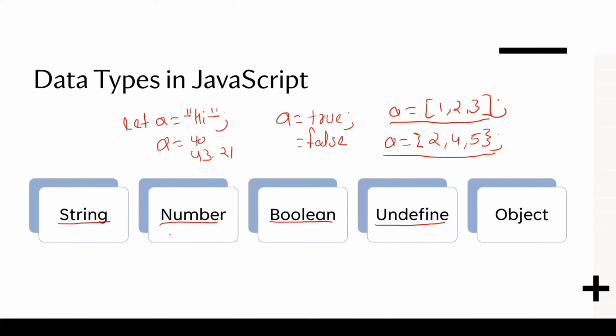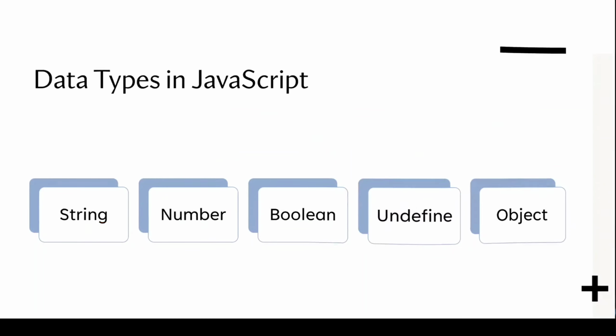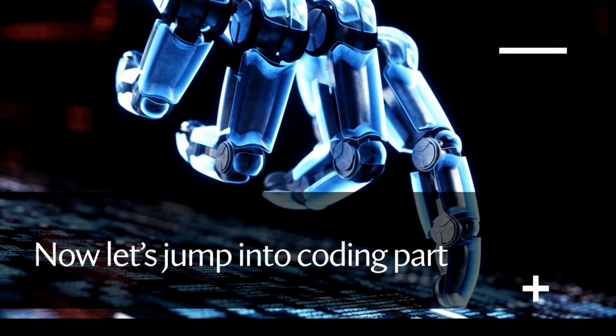Okay, anything we define in quotes is by default a string. If we define a number, it is a number data type. If we define true and false without any quotes, it is boolean type. If we declare the variable and not give any value, it is undefined. And if we define an object, the data type of object is object, and the data type of array is also an object. Now let's jump into the coding part.